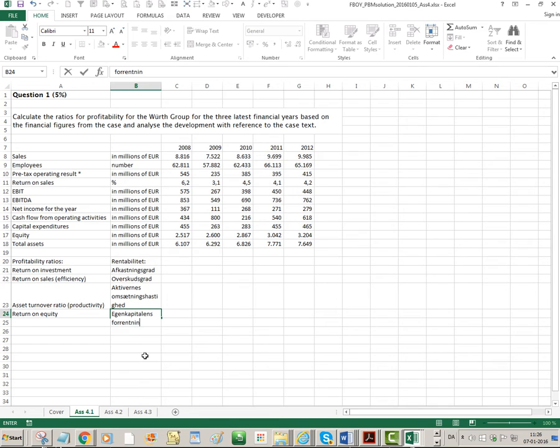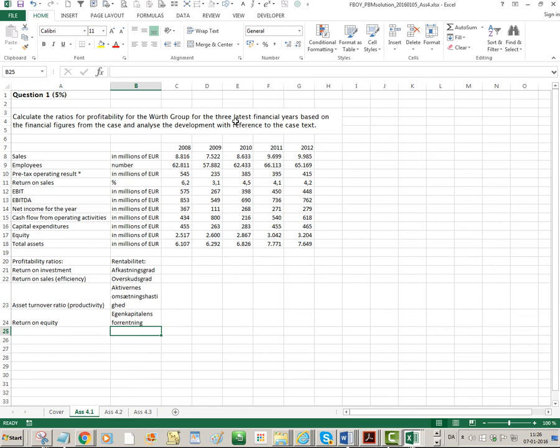Forrentning. Would there be more than these? Well, we could talk about the return on debt, for instance, fremmedkapitalens forrentning, but I don't think that's such a crucial one. So we'll just leave it with these four.